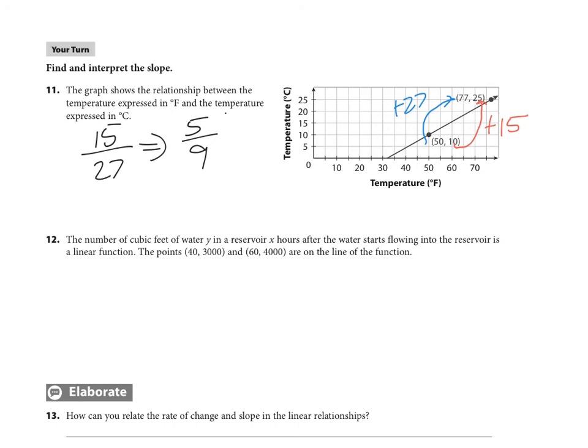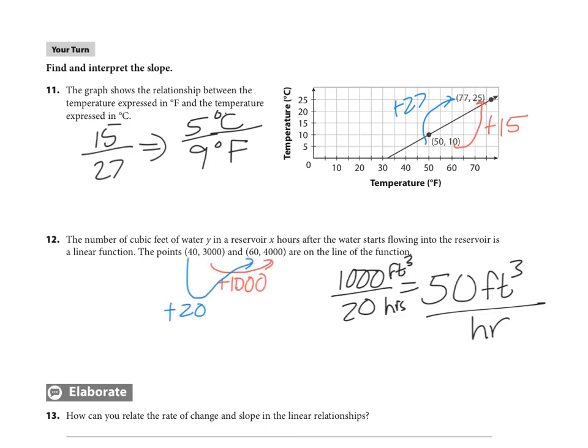What does that mean? That means for every, remember it's change in y over change in x, every 5 degrees Celsius increase means an increase of 9 degrees Fahrenheit. So every time the temperature goes up 5 degrees Celsius, that means it's really going up 9 degrees in Fahrenheit temperature. That's what it means by interpret the slope. So I'm going to give you a minute to try to answer number 12, and then we'll check it.